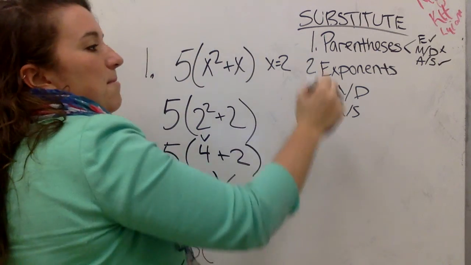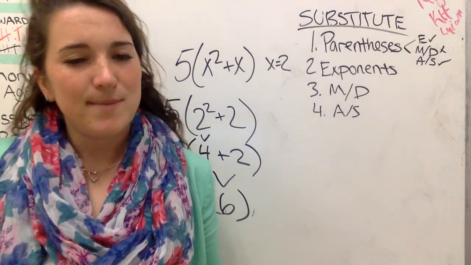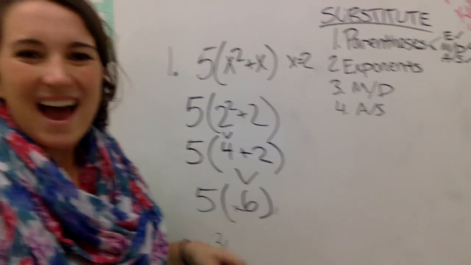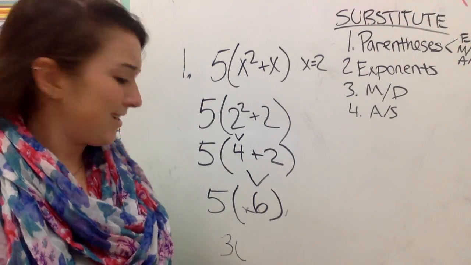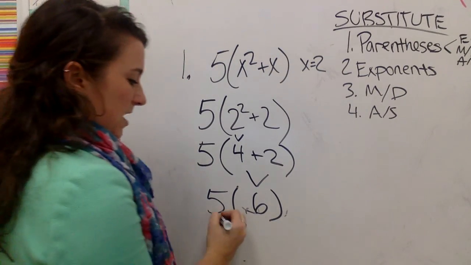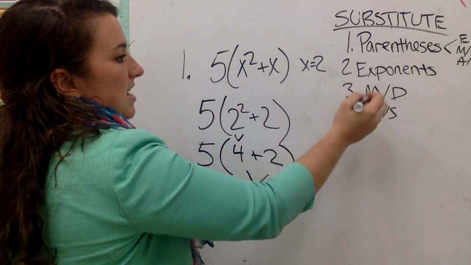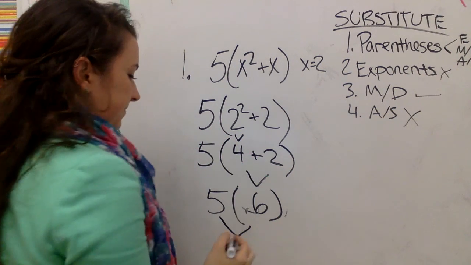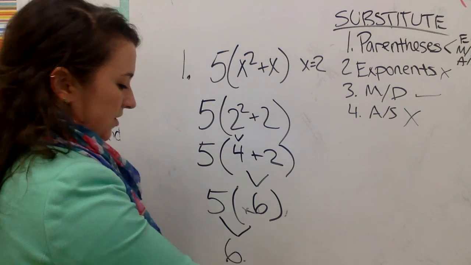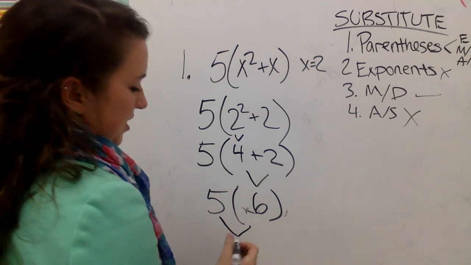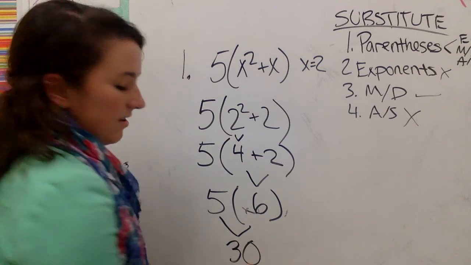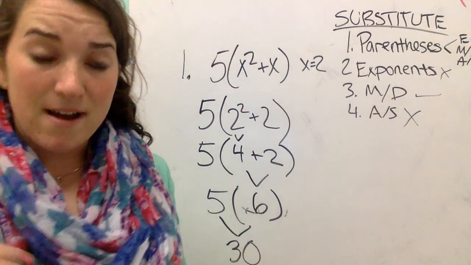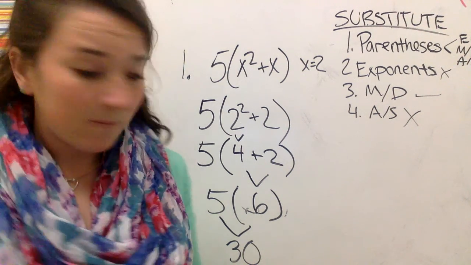All right, so now I'm completely done with my parentheses, which means I need to move on to exponents. I don't have any, I just have 5 times 6. So it's multiplication and division. So the answer would be 5 times 6, which is 30. So in the end, my final answer will be 30.